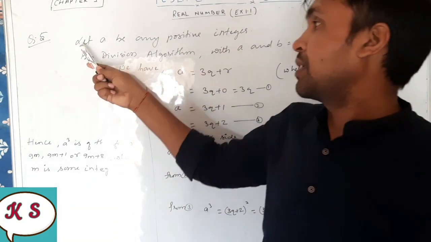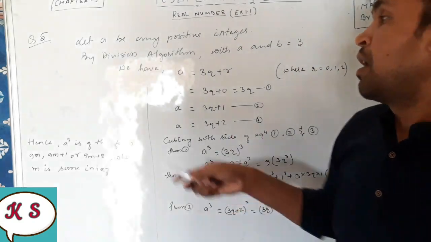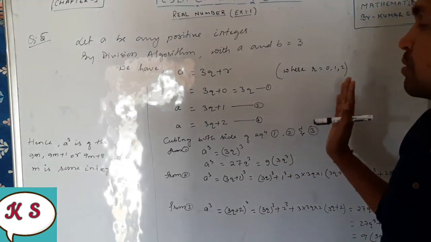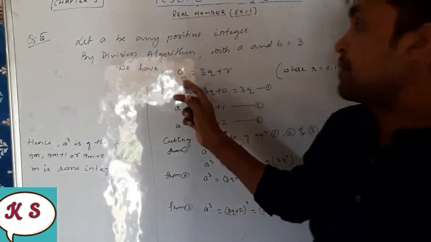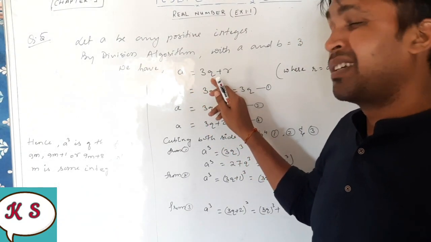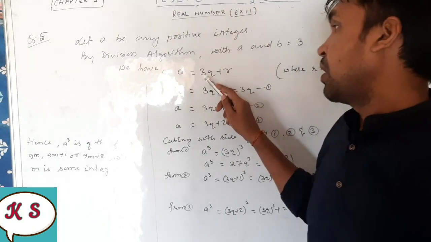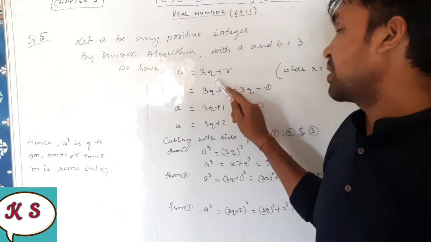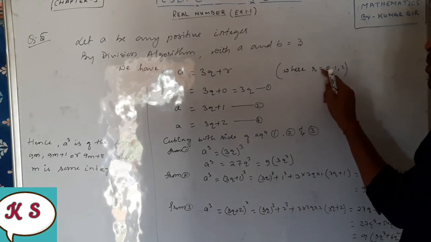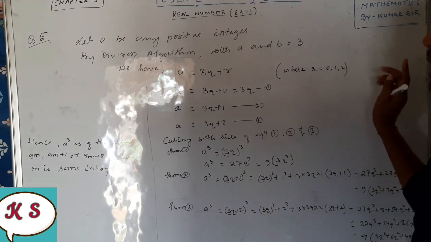So here we'll write, let a be any positive integer. We have assumed it in all these questions. By the division algorithm with b equal to 3, we have a is equal to, our dividend is equal to quotient into divisor plus remainder. So a is our dividend, 3 is our divisor, quotient is q, plus r, where r is the remainder. The value of r can be 0, 1 and 2.